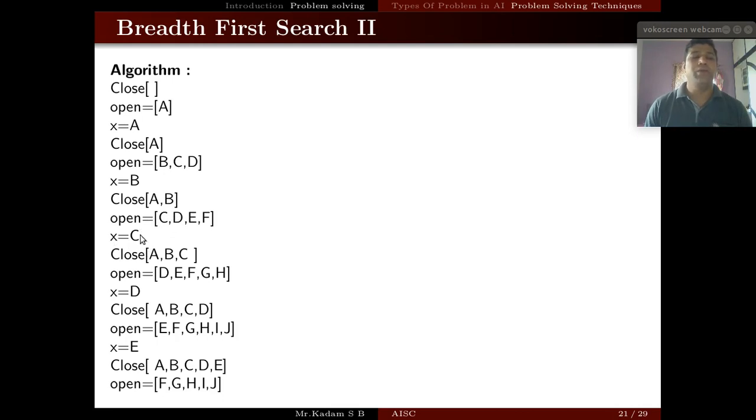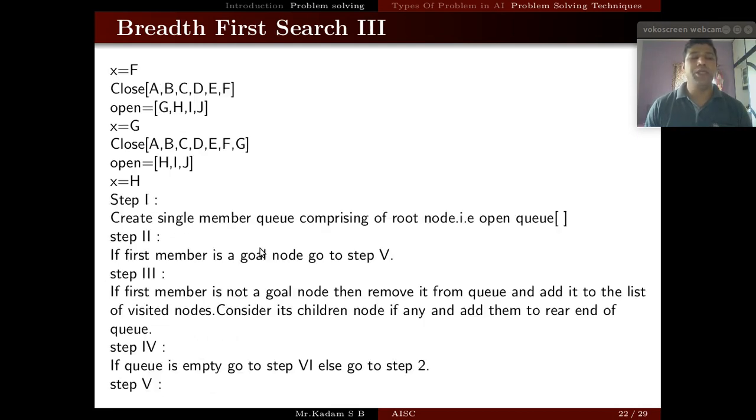In this way we'll go on exploring each level. As we reach node H, which is our goal node, it will be equal when we conduct the searching process. When we get this equal, we'll print succeed and stop there. So this is the algorithm for the breadth first search strategy.